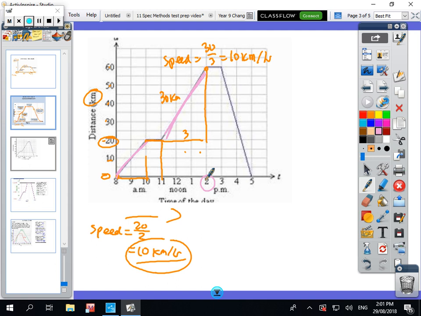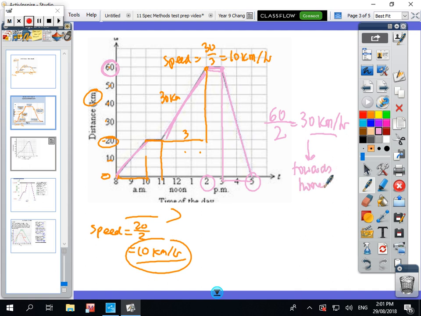Then at 2 o'clock, it's having a rest for an hour, wherever that is. It's at 60 kilometers from home, it's having a rest for an hour. And then in one long continuous journey between 3 o'clock and 5 o'clock, so in 2 hours, it's going from the 60 position all the way back to the 0 position, so it's going 60 kilometers in 2 hours, so its speed is 30 kilometers per hour, but it's heading towards home.